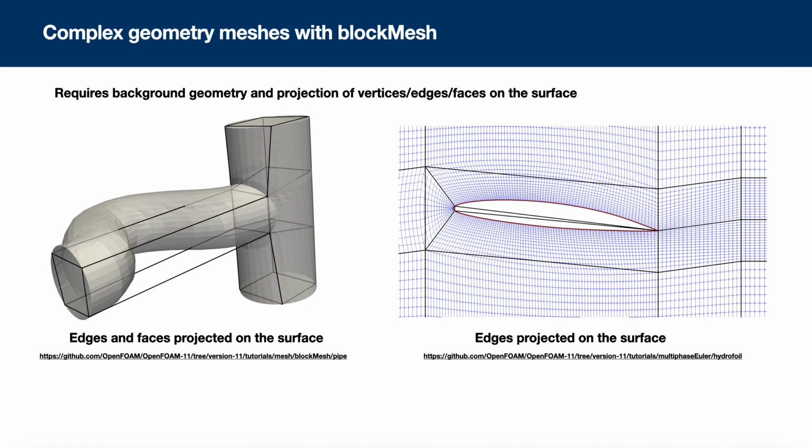And we can also make even more complex meshes using blockMesh. Here, for example, you can see that if you have a surface, then you can project the vertices and the faces on a surface, like the one shown here. This is also taken from an example in OpenFOAM, and similarly, you can directly project edges on a certain face or object, and you can make even more complex meshes like the one shown here.